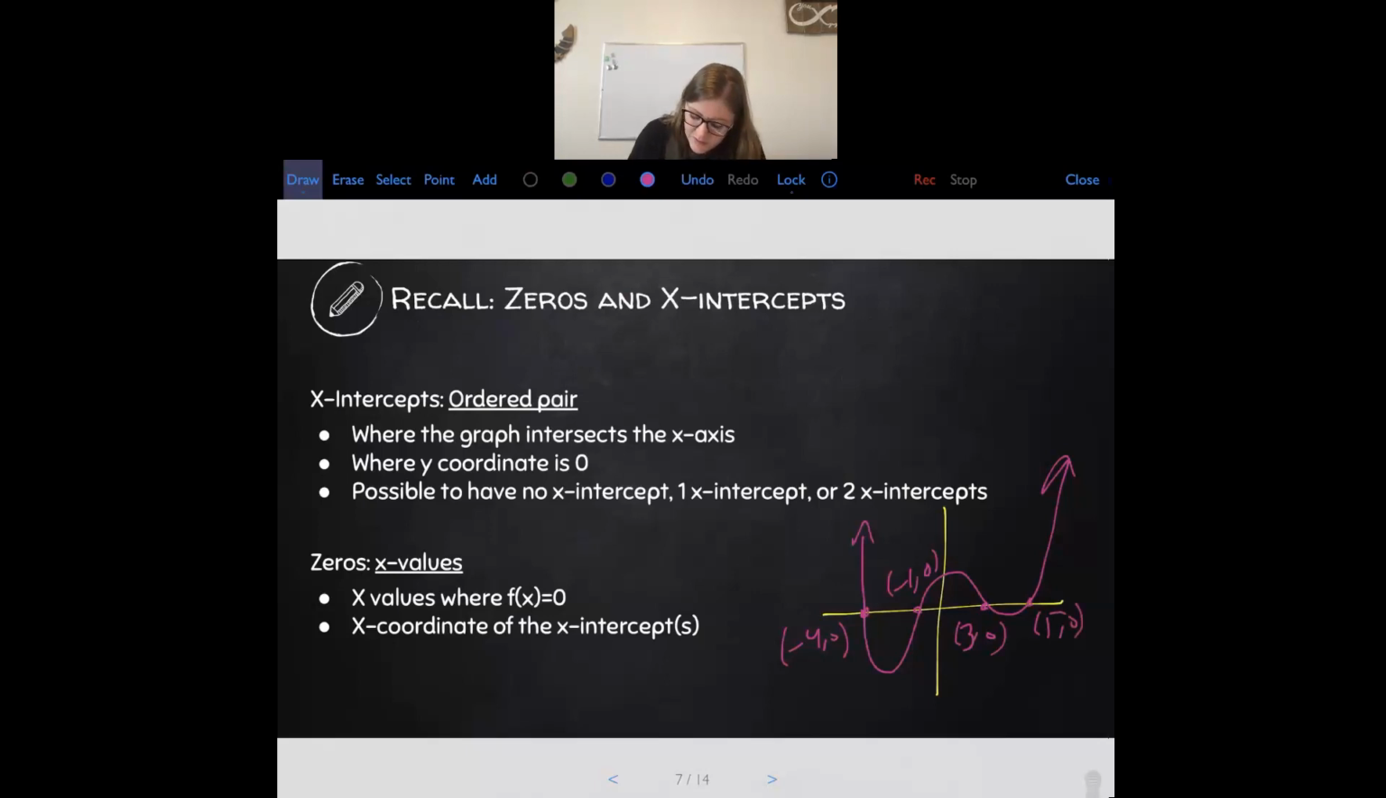Okay, so the zeros would be negative 4, negative 1, 3, and 5, because that's where the y value is 0. But the x-intercepts is where the graph intersects the x-axis. The y-coordinate is 0. And so our x-intercepts are ordered pairs: negative 4, 0, negative 1, 0, 3, 0, and 5, 0.